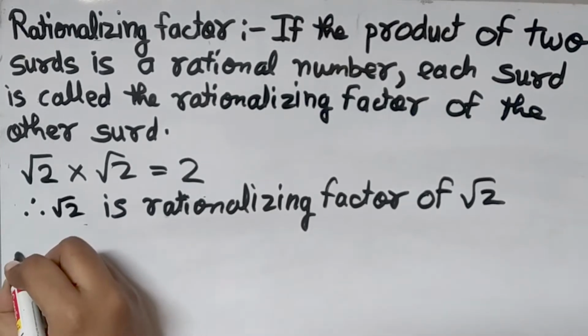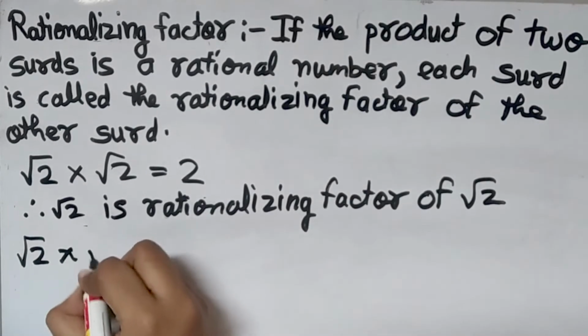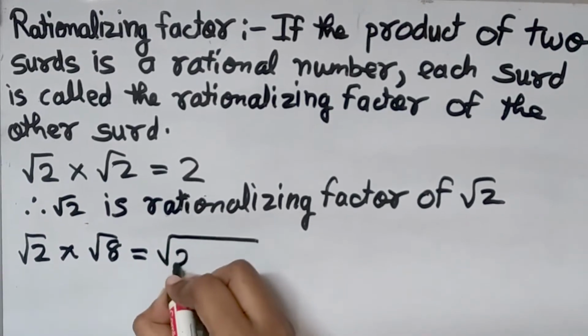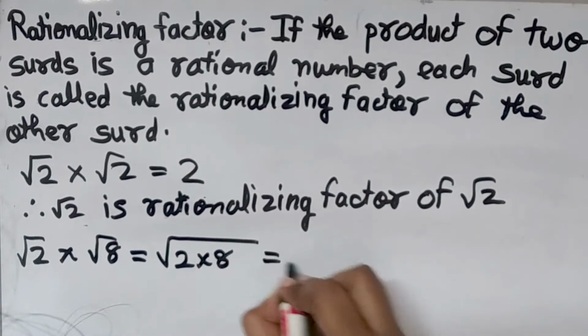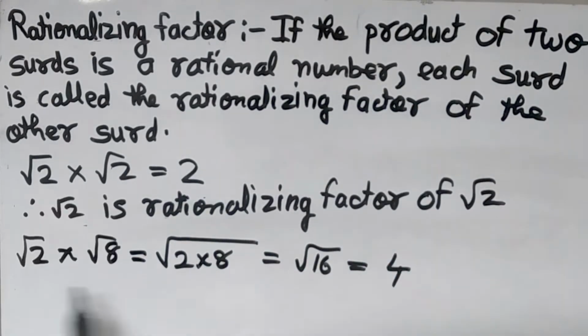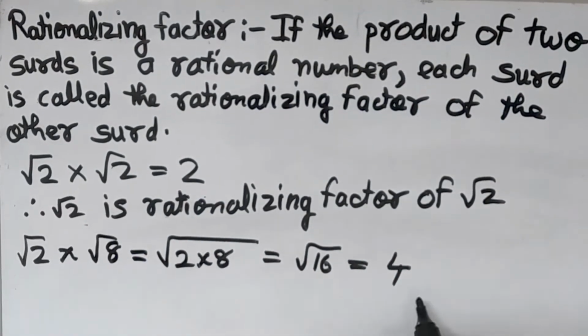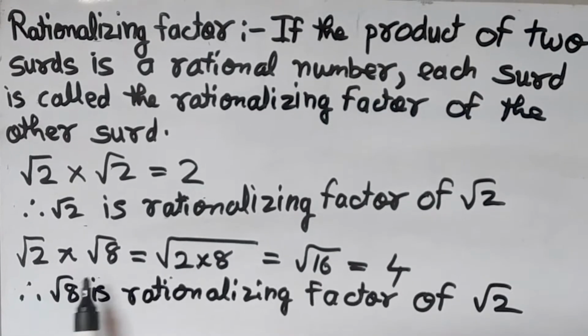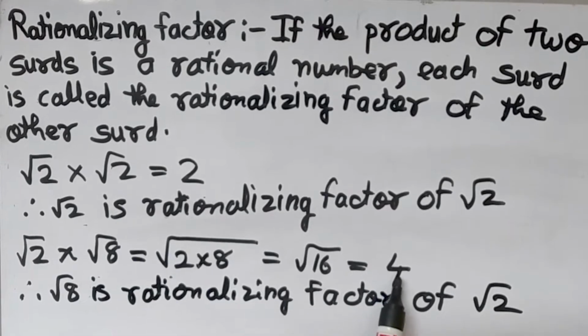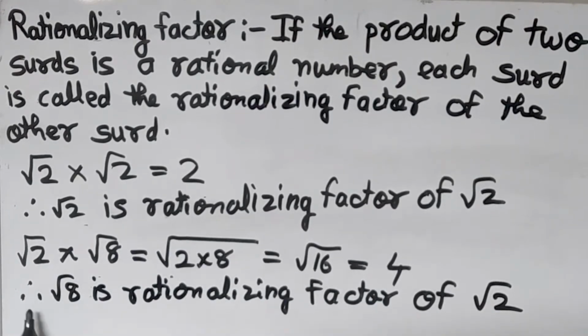Now see one more example. Root 2 into root 8, which is equal to square root of 2 into 8, which is equal to square root of 16, which is equal to 4. The product of these two surds is a rational number. So when we multiply root 2 by root 8, the product we are getting is a rational number. That is, 4 is a rational number. So therefore root 8 is rationalizing factor of root 2.